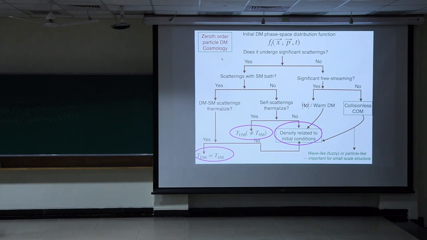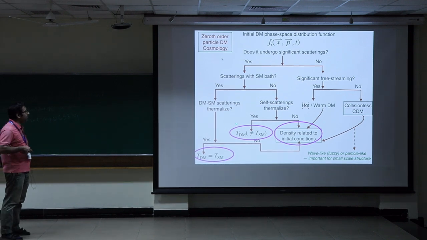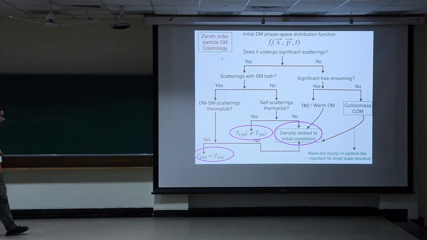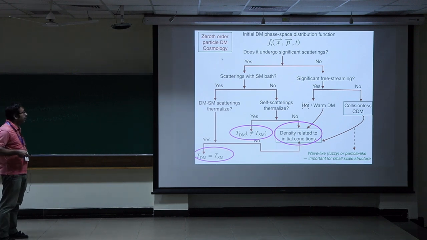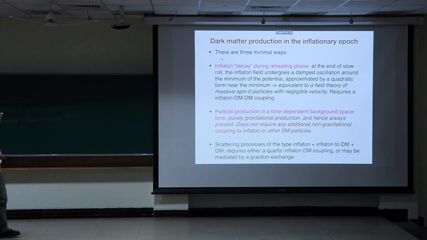Okay. The other case is that it doesn't scatter with the standard model but scatters with itself, and then it also might thermalize. This is the next simplest one because then we have an additional unknown, which is the dark matter temperature itself. If there are no scatterings or no thermalizations, then the density is related to the initial conditions, which might be the conditions of inflation. Now, I must mention that even with collisionless CDM, although at large scales the prediction would be the same, depending on whether dark matter behaves in a wave-like fashion or a particle-like fashion, there will be important differences in small scale structure, which again Tirtha will discuss.